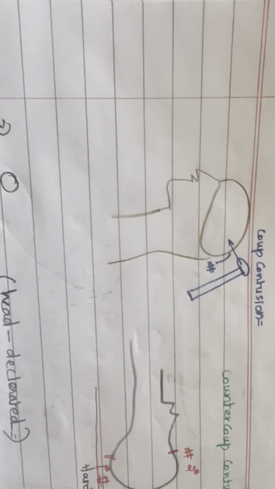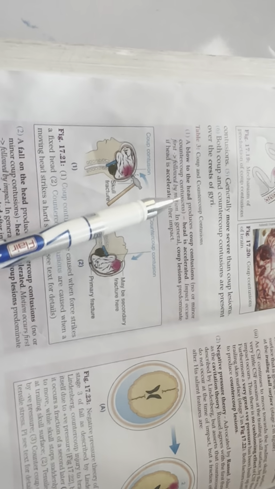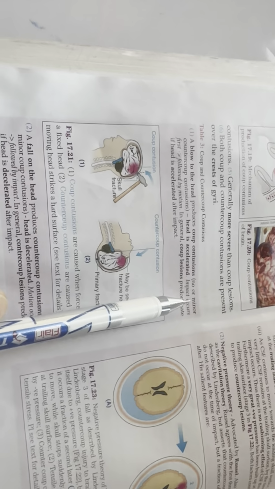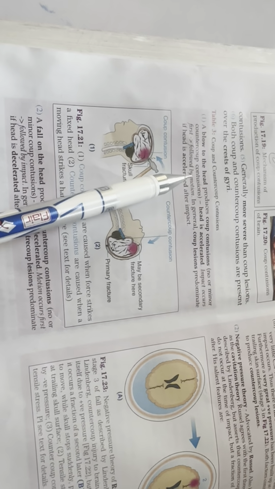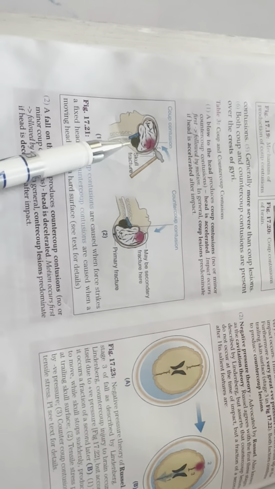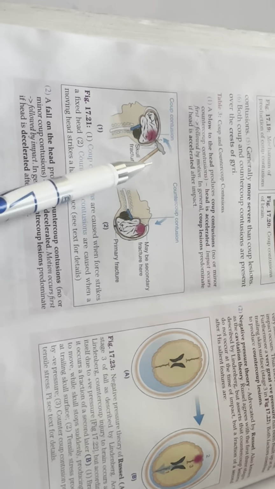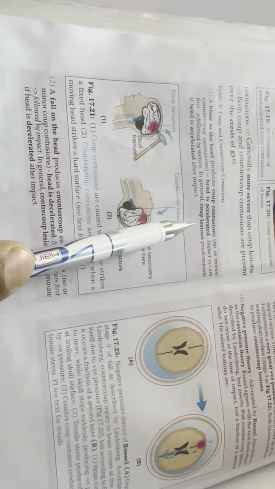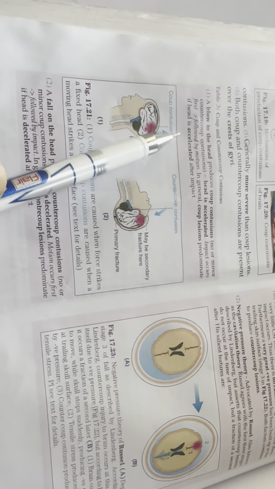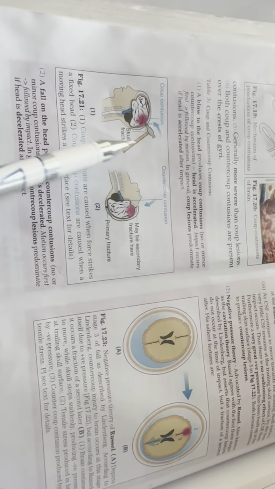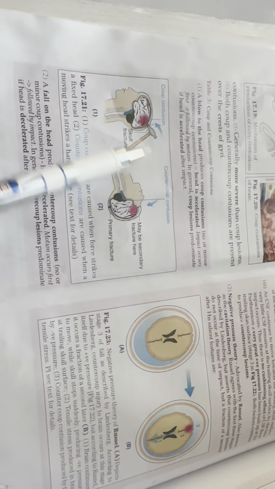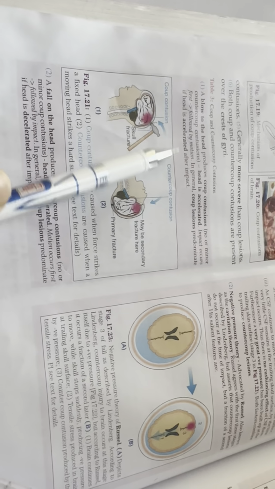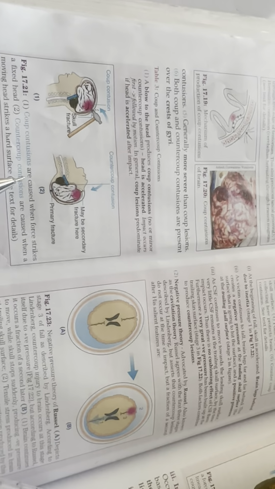Next is coup and counter coup contusion. A blow to the head produces coup contusion, with no or minor counter coup contusion. The head is accelerated. Impact occurs first, followed by motion. In general, coup lesions predominate if the head is accelerated after impact.